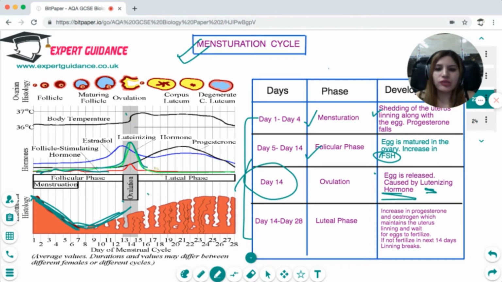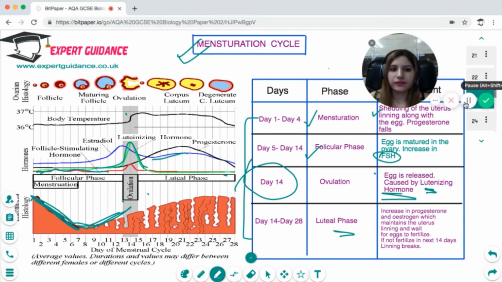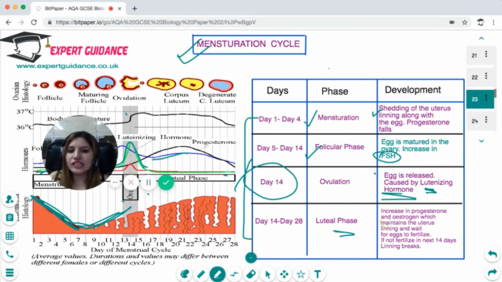Now, after day 14 to day 18, there's a luteal phase in which there's a sudden increase in the progesterone and the estrogen hormone levels, because progesterone and estrogen are responsible for maintaining the uterus lining. They maintain the uterus lining and make it thick so that it can support the fertilized egg and cause pregnancy. But if, between day 14 and day 28, the egg is not fertilized, then the level of progesterone suddenly falls, and it leads to the shedding of the uterus lining, causing menstruation, and it starts with day 1 to day 4.